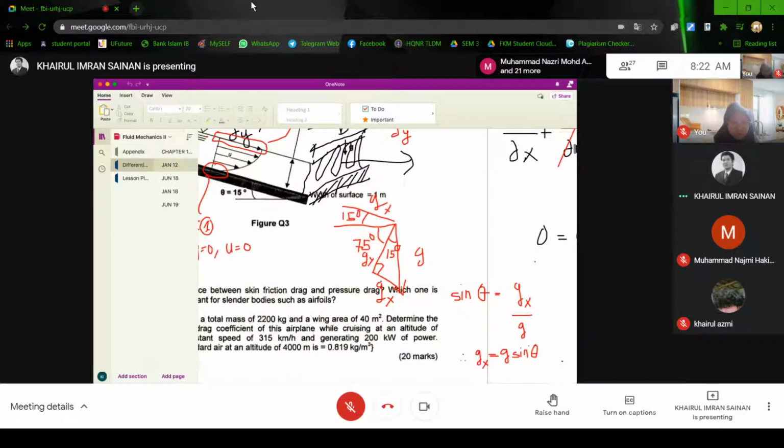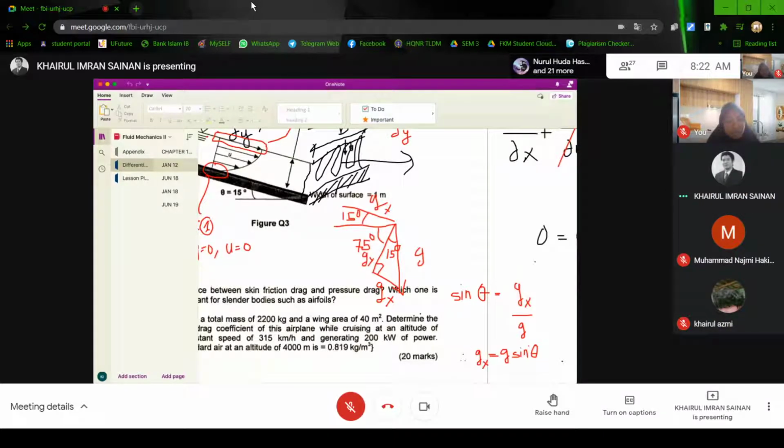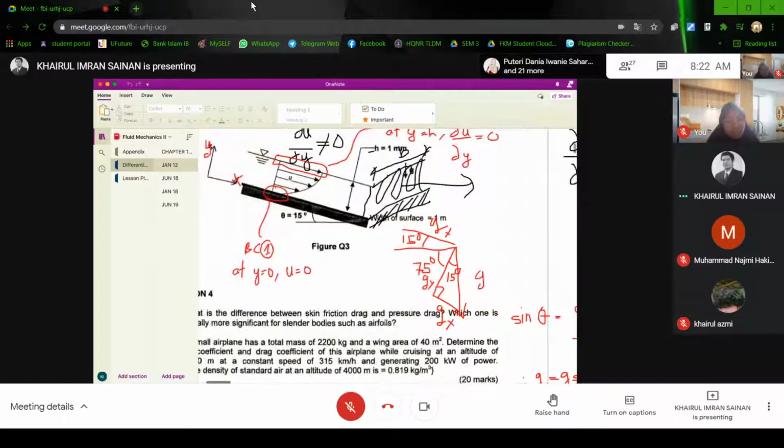Opposite over hypotenuse. Sine of theta, 15 degrees is actually theta. So the sine of theta is gx divided by g. Therefore gx equals g sine theta. There's no gy component because the fluid flows due to the component of x, not gy.